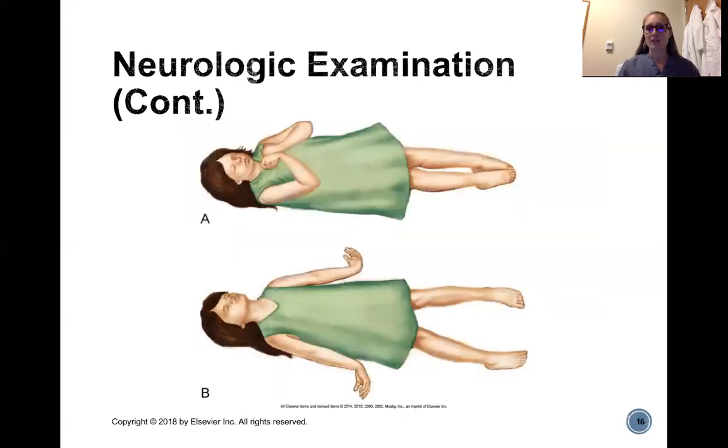I talked about posturing. So here are those postures. In A, you can see flexion, and this is going to be an indication that the cerebral cortex is involved. So it's usually lesions in the cerebral cortex, or it could also be lesions in the corticospinal tract above the brainstem. So this is the cerebral cortex or the corticospinal tract above the brainstem that you're looking at for posturing for A, which is flexion. In B, we're looking at extension, and that's going to be midbrain or brainstem injuries.